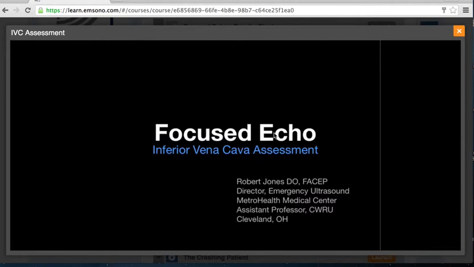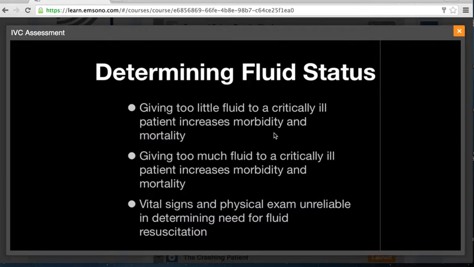I'm Dr. Robert Jones, and in this lecture we're going to go over inferior vena cava assessment. Determining fluid status in a critically ill patient is essential since giving too little will increase morbidity and mortality, as will giving too much fluid.